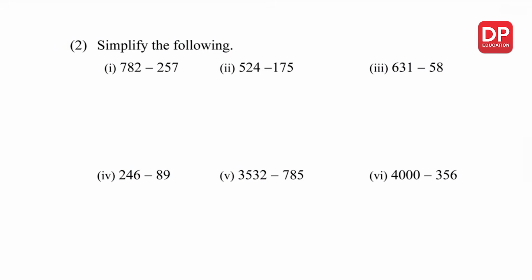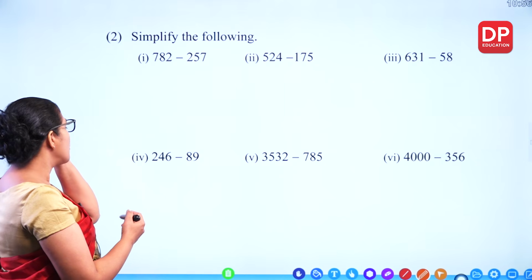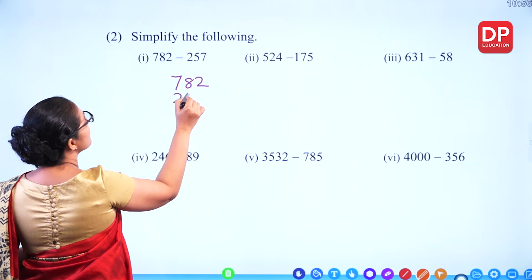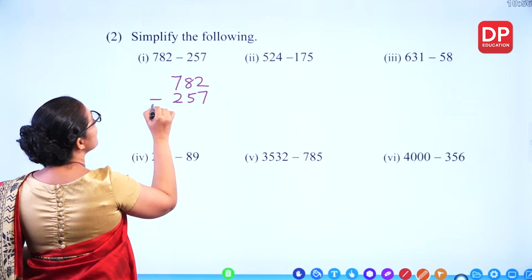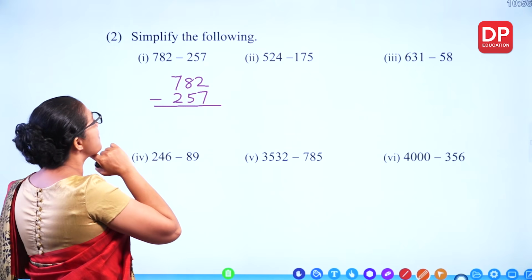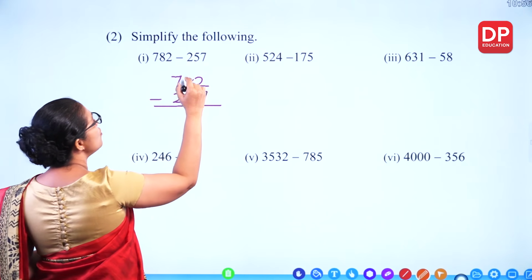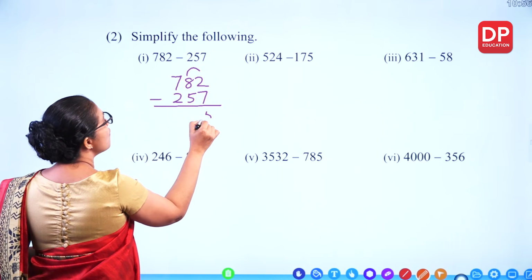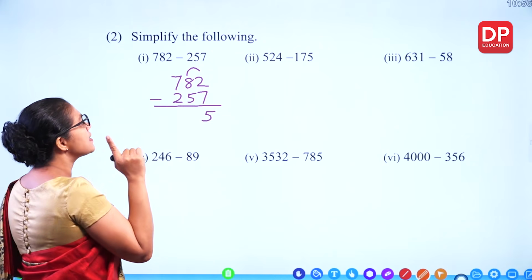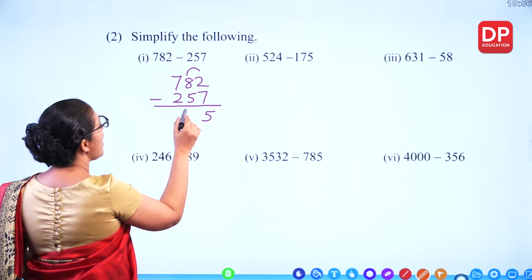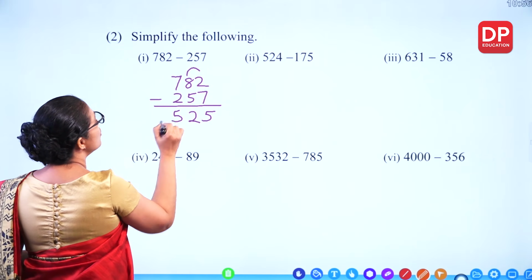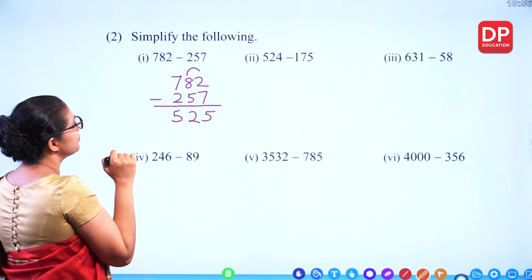Simplify the following. Now you have to subtract. So you can write in a column. Now subtract. Can we subtract 7 from 2? No. You can take 1 from there. 12 minus 7, 5. This becomes 7 now. 7 minus 5, 2. And 7 minus 2, you get 5.